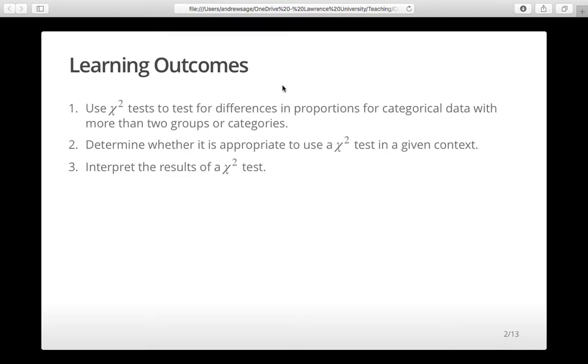In these videos, we'll talk about how to use chi-square tests to test for differences in proportions for categorical data with more than two groups or categories, how to determine whether it's appropriate to use a chi-square test in a given context, and how to interpret the results of a chi-square test. The Greek letter that you see on the slide is, of course, the Greek letter chi.